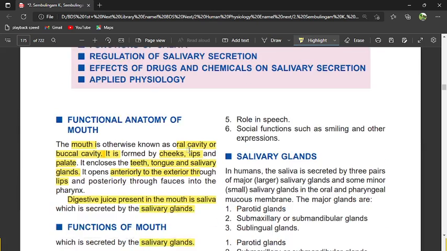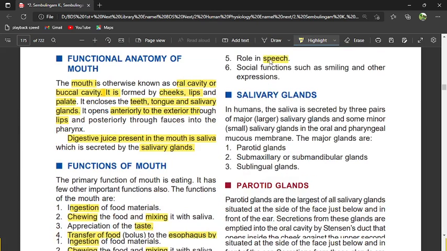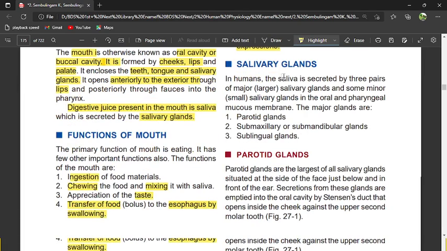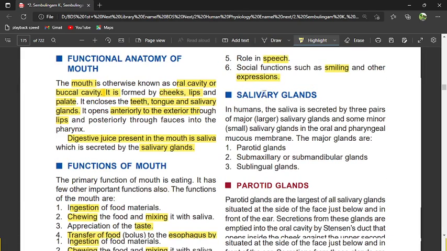Right, okay. Let us see. It is also helping in your speech, right? It has a social function, like it also helps in your smiling, and to show your expressions. Six functions. Mouth, okay. Let us go to salivary gland.